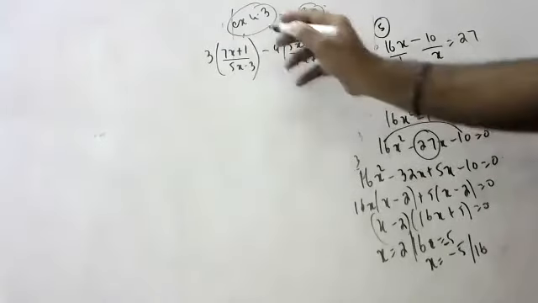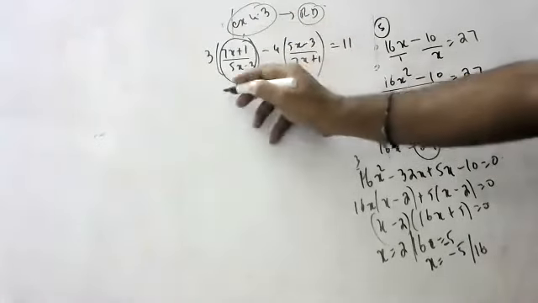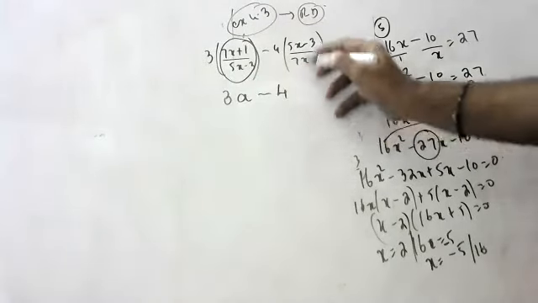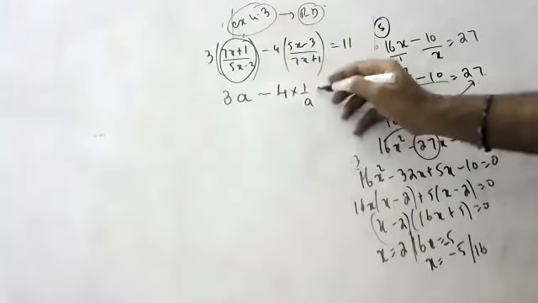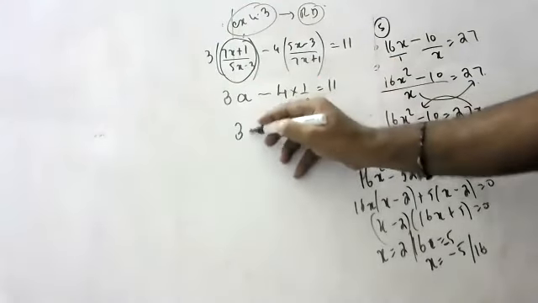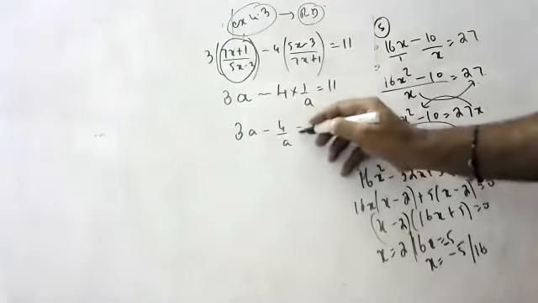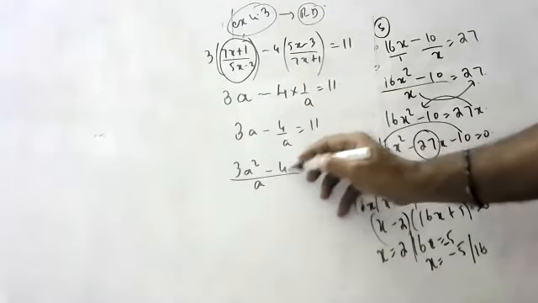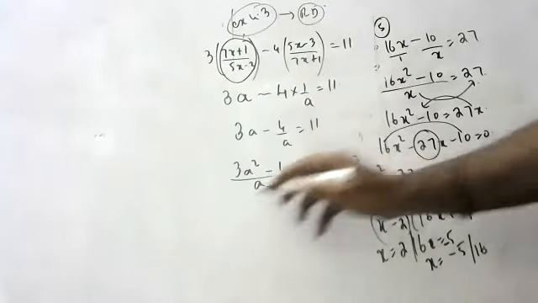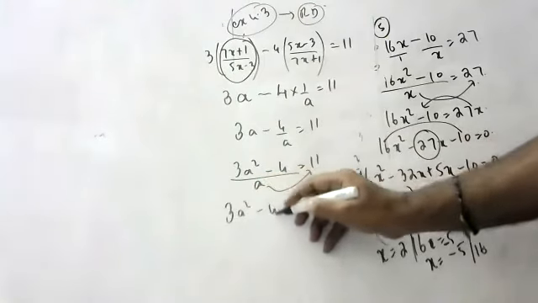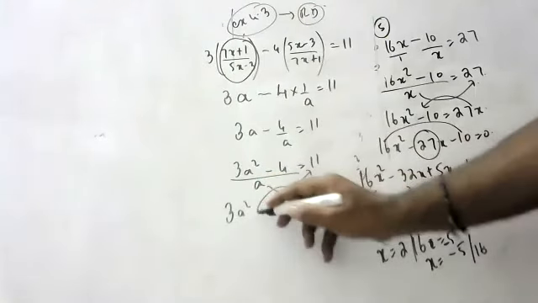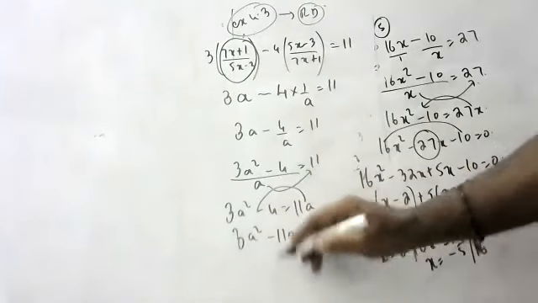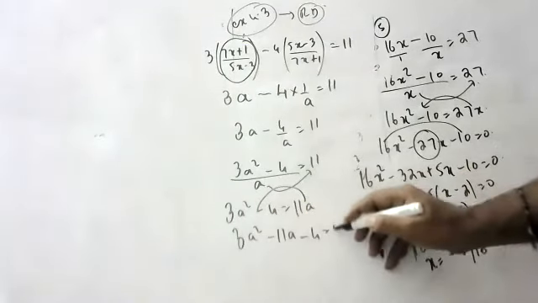So what will we do, children? Here I will take this as a, so 1 by a is the other term. 3a − 4/a = 11. Take a as LCM: 3a² − 4 = 11a. This goes here: 3a² − 11a − 4 = 0.